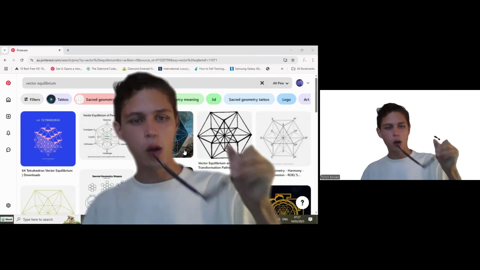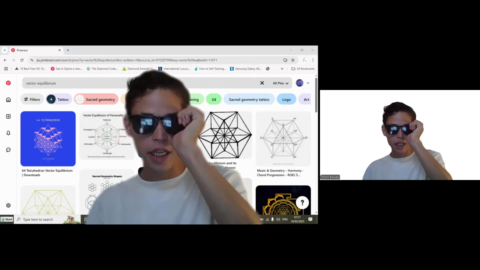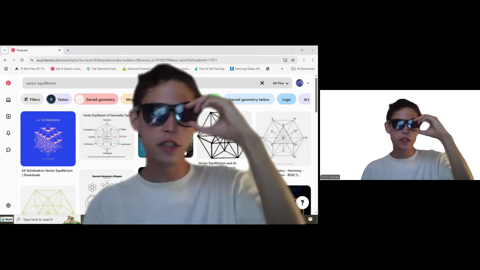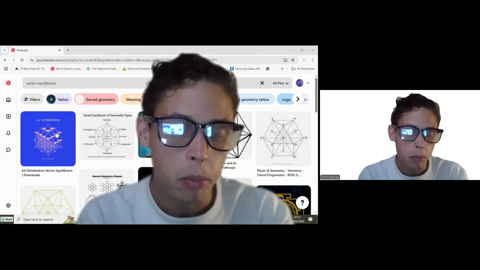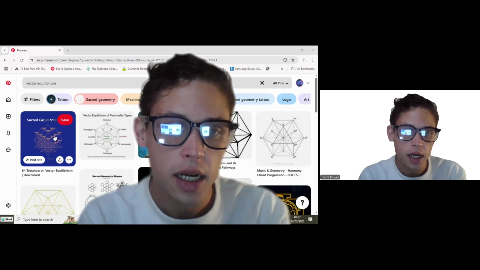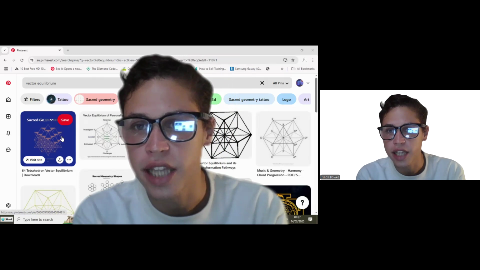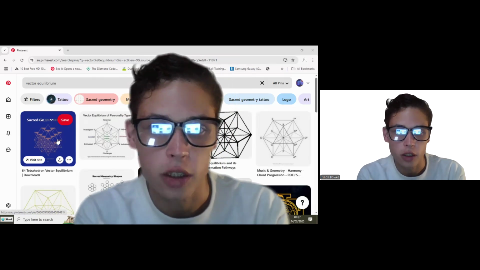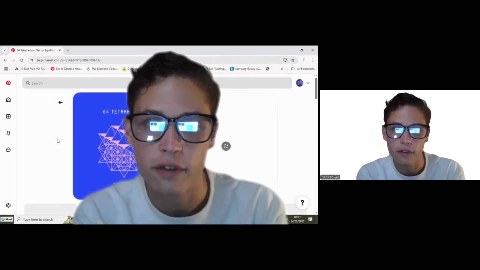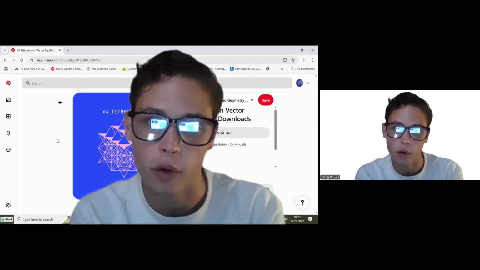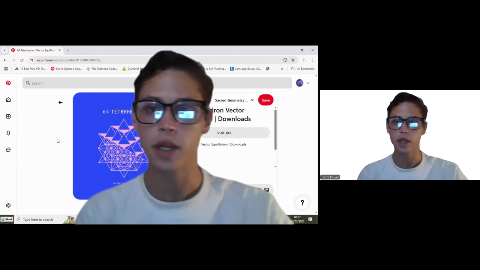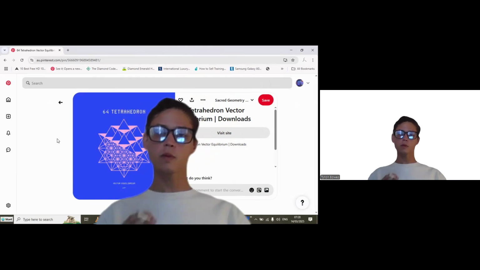All right, now talk about the vector equilibrium and how it is formed by merging. It's basically the center of the star tetrahedron if you're referencing Buckminster Fuller's work, right? The vector equilibrium.